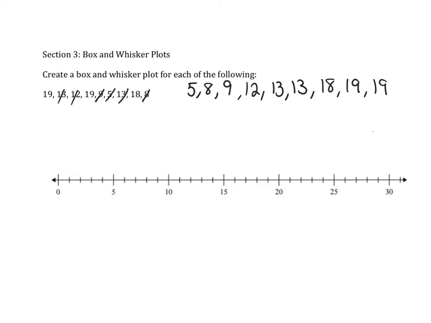So the first thing I like to do is go ahead and plot my min and my max. So my min is 5. My max is 19. So I'm going to put a dot over 5 and a point over 19. And then the next thing I like to find is the median. So I'm going to count 1, 2, 3, 4, 5, 6, 7, 8, 9. I have an odd set, so it's going to be the number in the middle. So here's 4 on this side, here's 4 on that side. So 13 is my median.